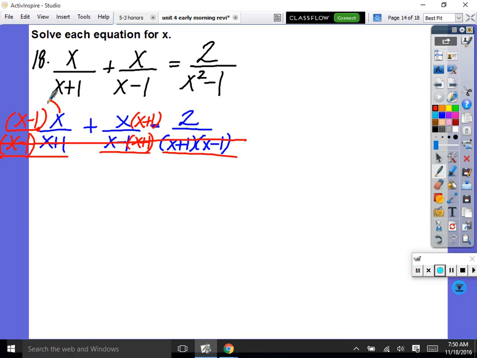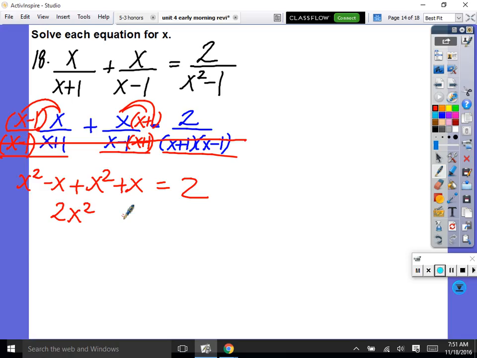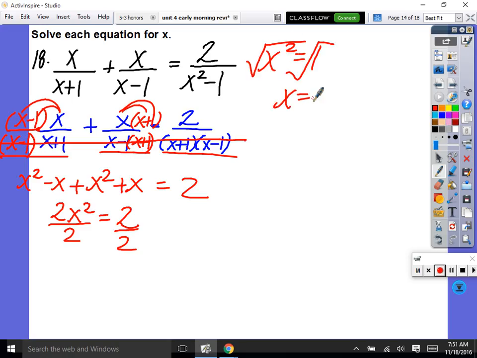Now on top, we're going to want to distribute: x squared minus x plus x squared plus x equals 2. Now what would I do? Okay, x squared plus x squared, negative x plus x. So 2x squared equals 2. What would we do next? We're trying to solve for x. Divide by 2. Then we have x squared equals 1. Then what? Okay, square root both sides of the equation. x is equal to, we cannot forget, plus or minus 1.